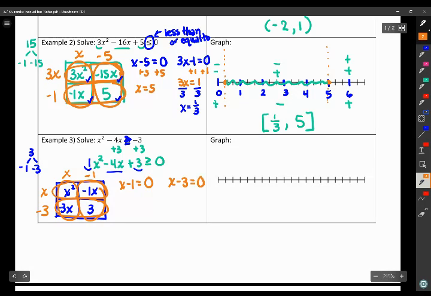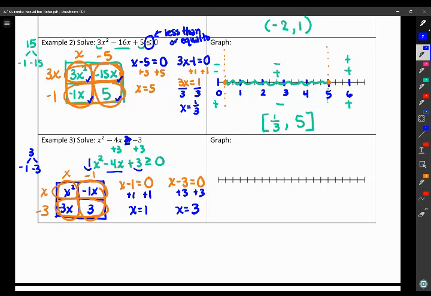And again, we're just going to solve like we normally would. So we're going to add 1 to both sides, so we get x is equal to 1. We'll add 3 to both sides to get x is equal to 3. And so we get our numbers. This time as I look, because I changed it, remember, and we can even go to here, this is a greater than or equal to sign.